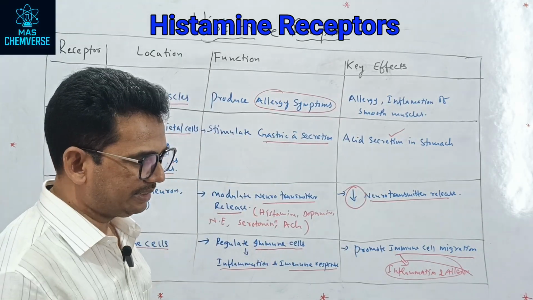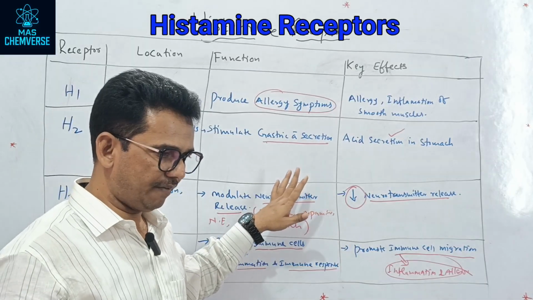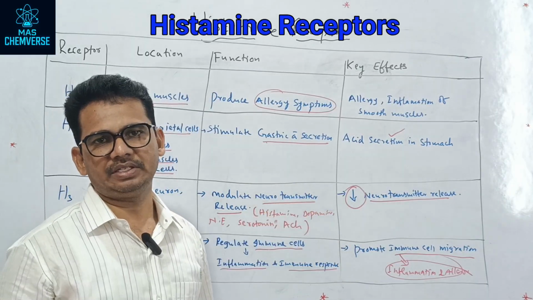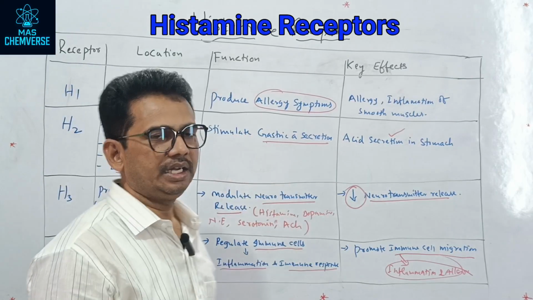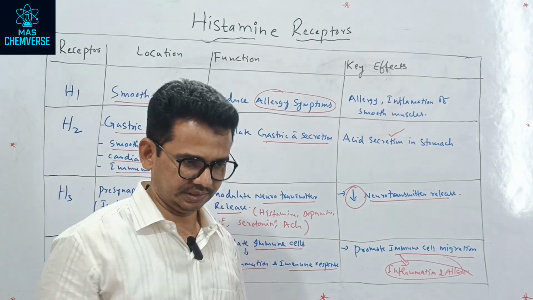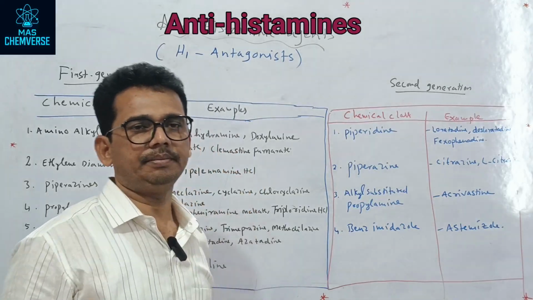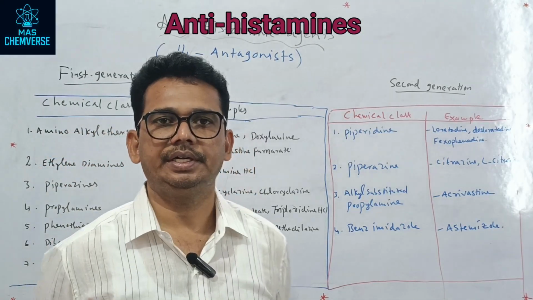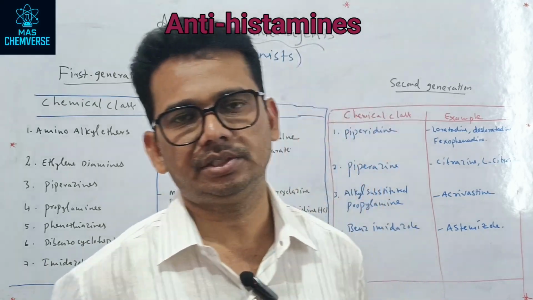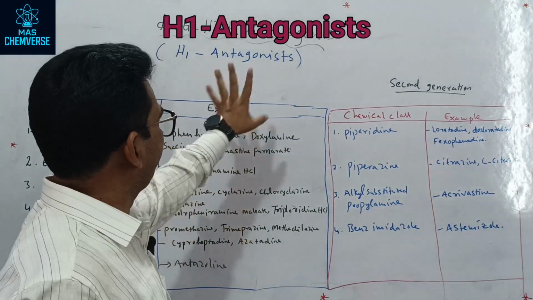Next we will discuss what types of antihistamine drugs are available. Now we are going to discuss the histamine antagonists. There are H1 antagonists, H2 antagonists, H3 and H4 antagonists also. First we will go for the H1 antagonist.